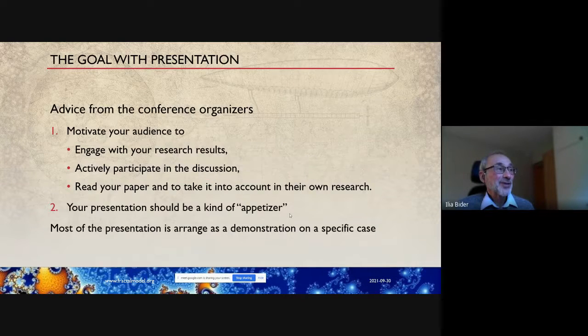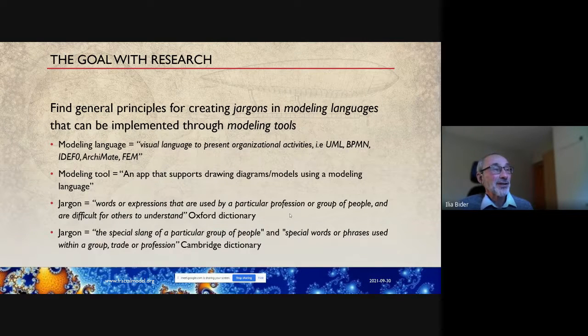So I start with the screen. We got advice from the organizers to present in a certain way: motivate your audience to engage with the research result, actively participate in discussion, read the paper, and use it. And we need to create an appetizer. So most of the presentation will not be slides, it will be a live demo, but there are some slides that I will show. And I start with this one.